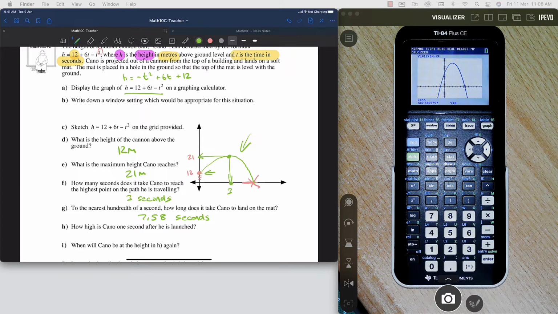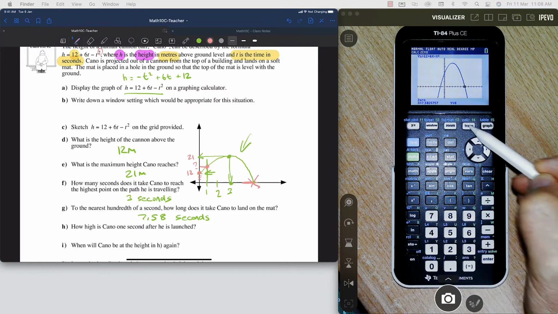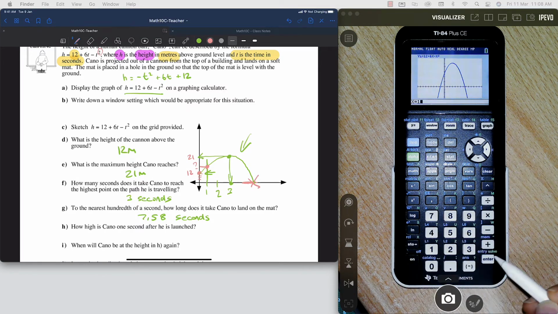How high is the cannonball after 1 second? So there's 1, 2, 3, like that. So basically we're going up and we're trying to find that height right there. And again, this one's easy. I just have to go trace 1 for x equals 1, and it tells me y is 17, which is going to be 17 meters.